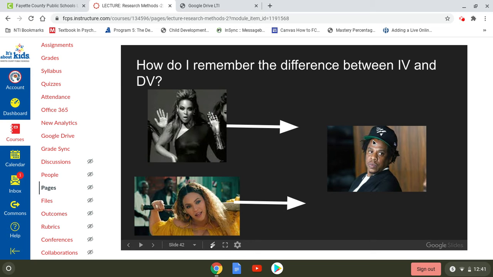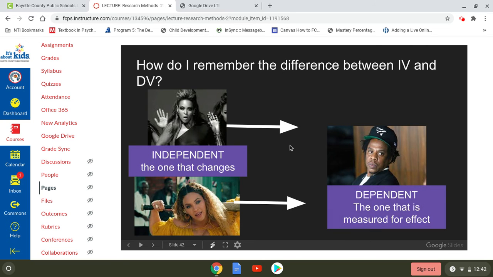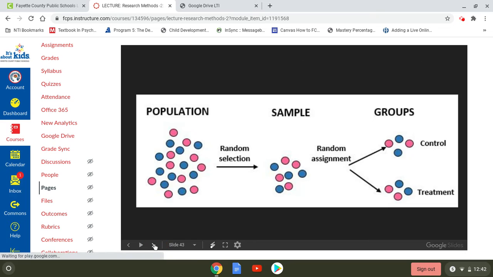This is Jay-Z. So I'm going to measure Jay-Z's reaction and what he acts like, and my independent variable, being what changes, is going to be her attitude and her gestures towards him. It's a kind of funny way to remember the word independent, right? The one that changes. So I think of her as this independent woman, and then dependent, the one that's measured for effect. If that's helpful to you, hooray. If it's not, then you just pretend like I wasn't even talking.